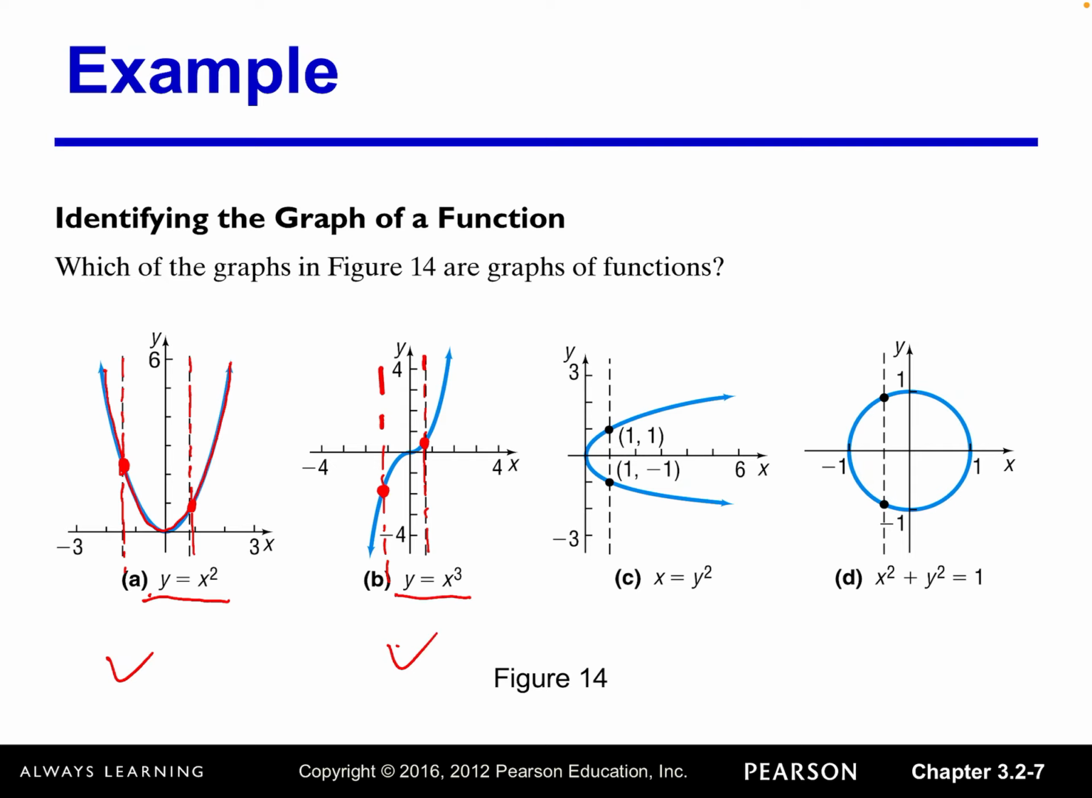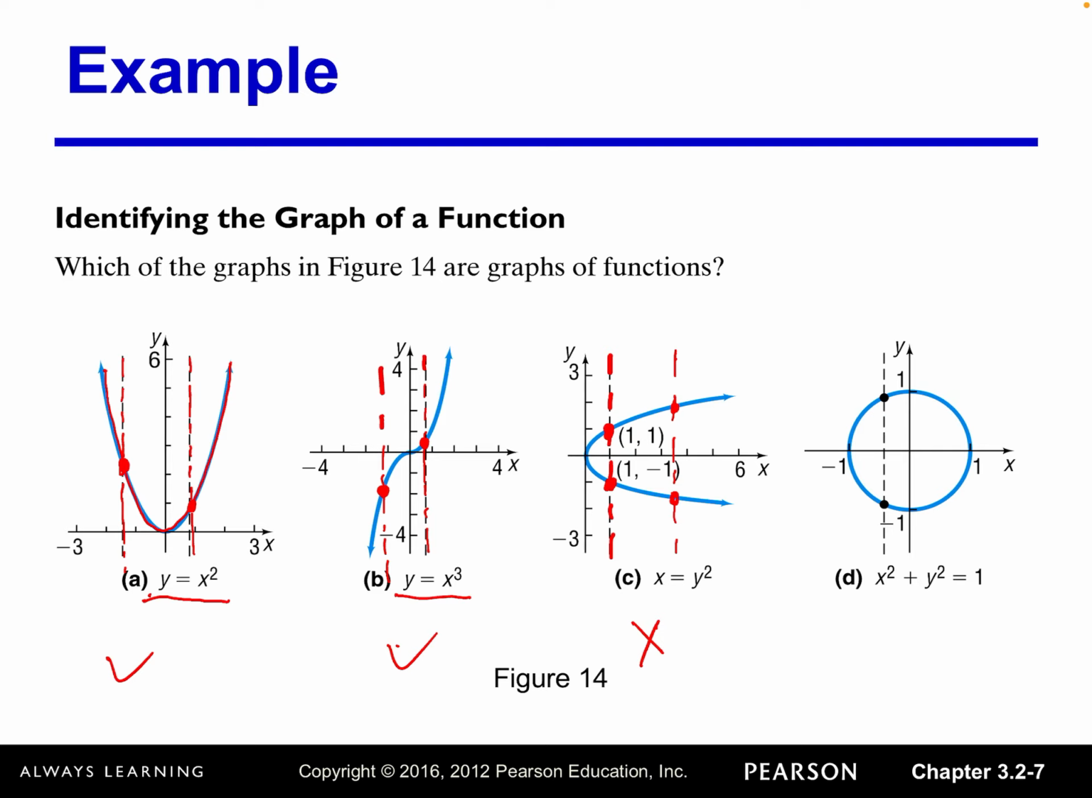So let's try C. This is the graph. If I draw a vertical line right here, you see the graph intercepts the vertical line two times, right? More than one. So this graph is not a graph of a function. You draw a vertical line, you see two intercepts. So that's why this is not a graph of a function.